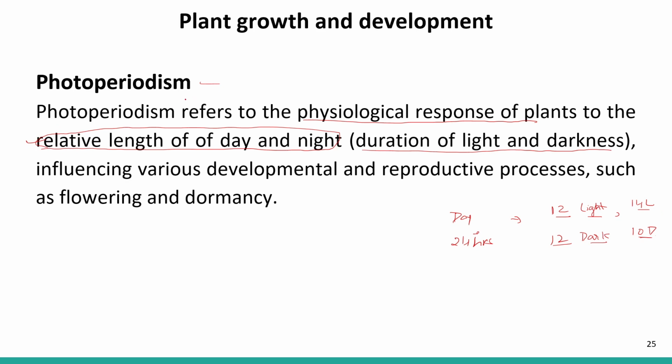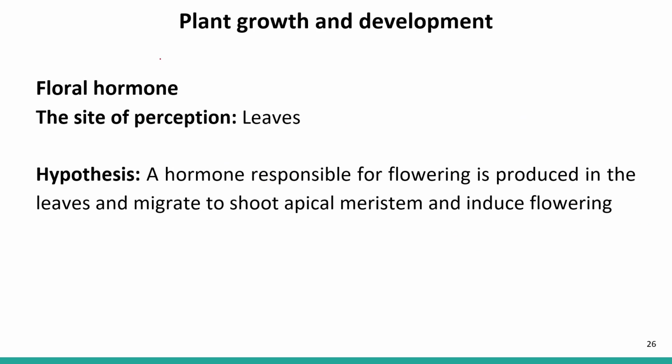Alright, photoperiodism is nothing but the physiological response of the plant to the relative length of day and night, which influences various developmental and reproductive processes in plants, such as flowering and dormancy. Now there was a hypothesis that a floral hormone, or a substance, is present in the leaves. So light is perceived by the leaves. Sunlight is perceived by the leaves with the help of what? There is a photoreceptor known as phytochrome.